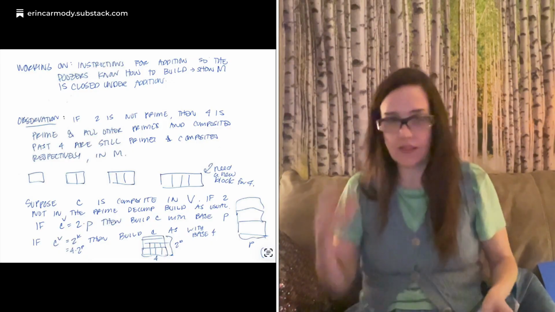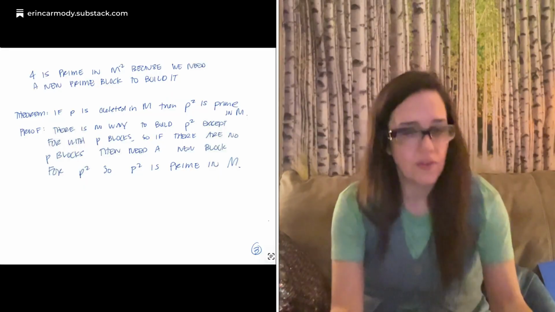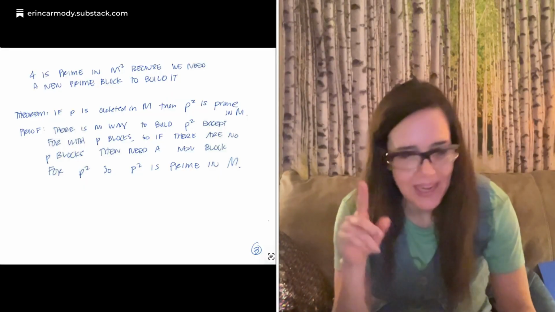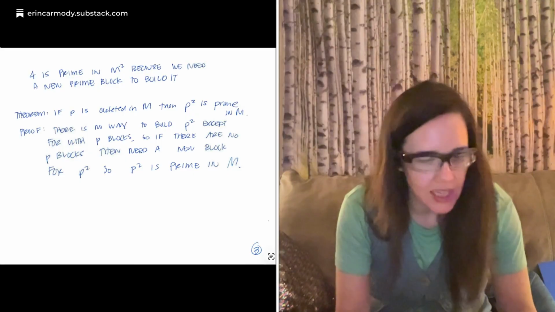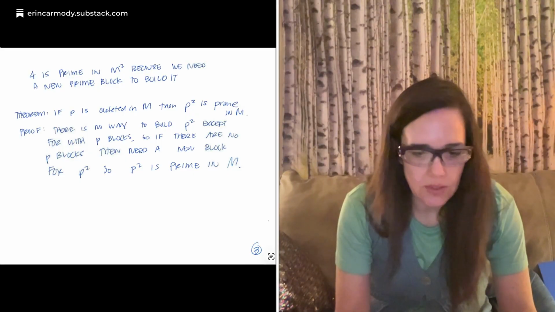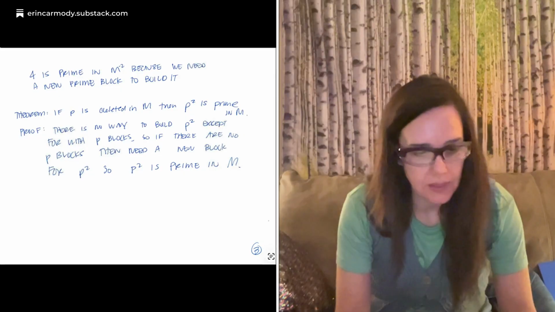Okay, so the next slide for this, page 3. If 4 is prime in, I called it M-2, just in the moment, but maybe there's another notation. 4 is prime in M-2 because we need a new prime block to build it.